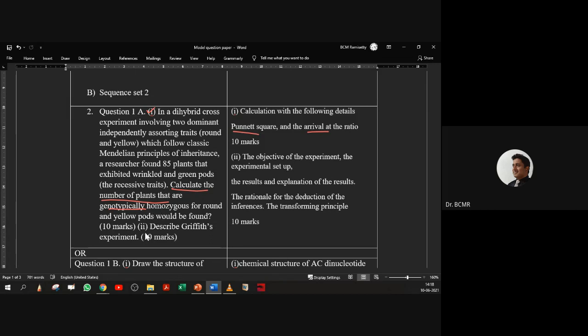And the first question is 10 marks. First part of the first question, question A. And the second part is, I asked to describe Griffith's experiments. In that case, you should be able to describe the objective of the experiment, the results and explanation of the results, and the rationale, and so on. There are 3 or 4 experiments that we have discussed in detail. You should know those steps, that is how you are supposed to present the answer for it.